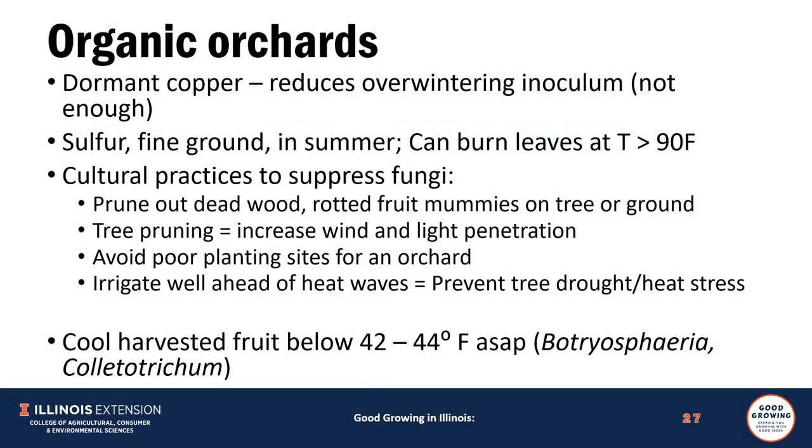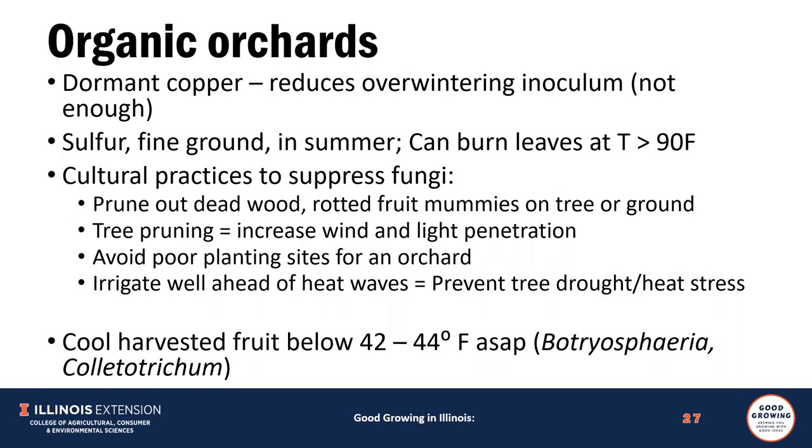And with organic orchards, you're looking at dormant copper. It reduces the overwintering inoculum, or the spores that are available, but it may not be enough to mitigate that disease. Sulfur can cause burning of the leaves, phytotoxicity. Cultural practices are always good, and irrigating well ahead of the heat wave so you prevent drought stress. The healthier the tree is, the less likely the chance of disease to affect it.